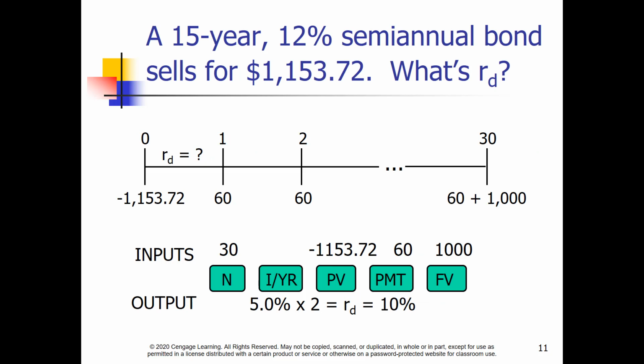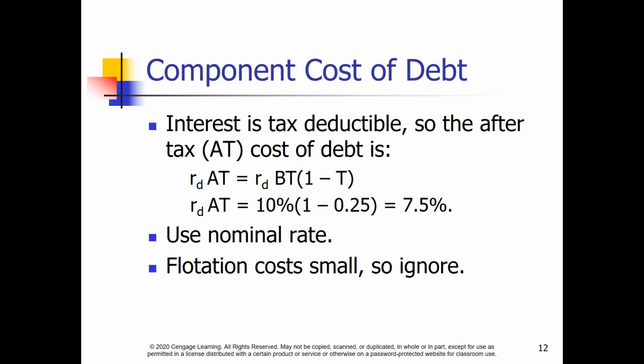Recall from Chapter 5 how to find the yield to maturity on a semi-annual bond. The yield to maturity is the cost of debt. Don't forget, semi-annual, so you have to double the resulting rate. Since interest on debt is tax-deductible, we need the after-tax cost of debt. So we multiply the nominal cost by 1 minus the tax rate.